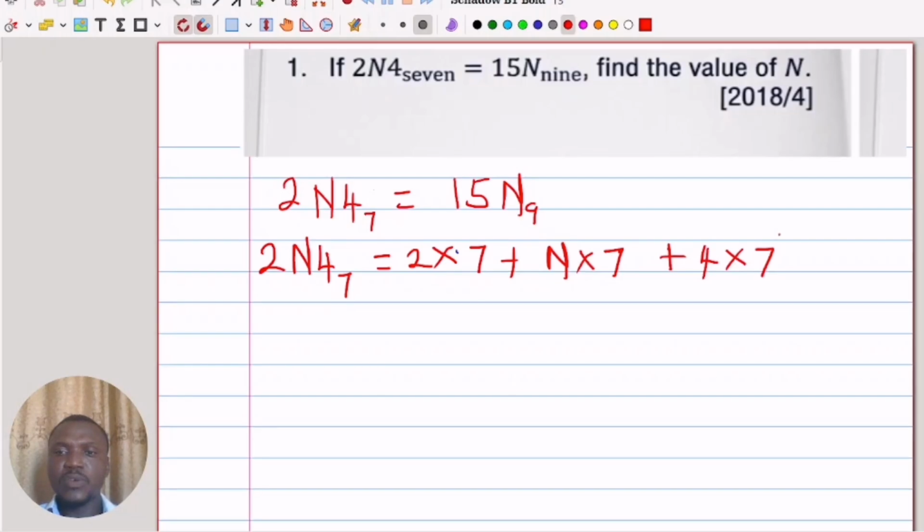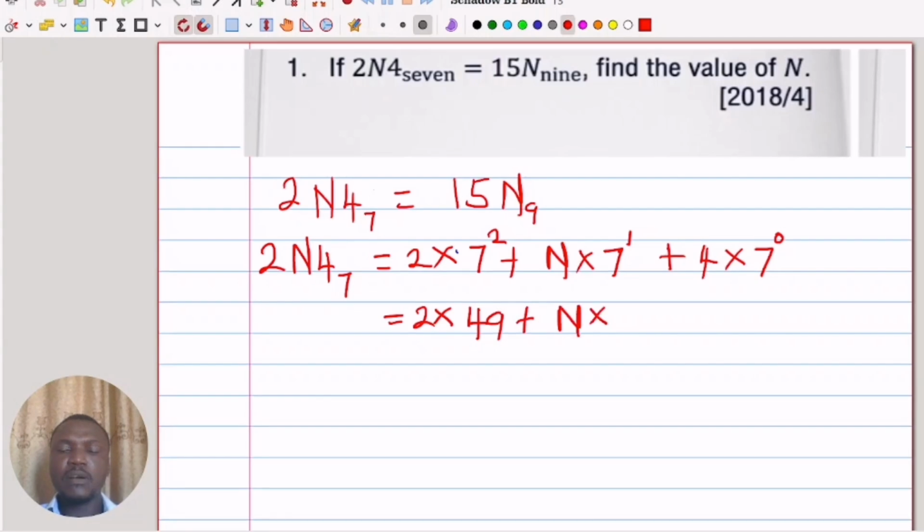Starting from the back, I'm going to write 0, then 1, then 2. So we are going to have 2 times 7 raised to power 2. 7 raised to power 2 is 49, plus n times 7 raised to power 1. 7 raised to power 1 is 7, plus 4 times 7 raised to power 0. What's 7 raised to power 0? Anything raised to power 0 is 1.